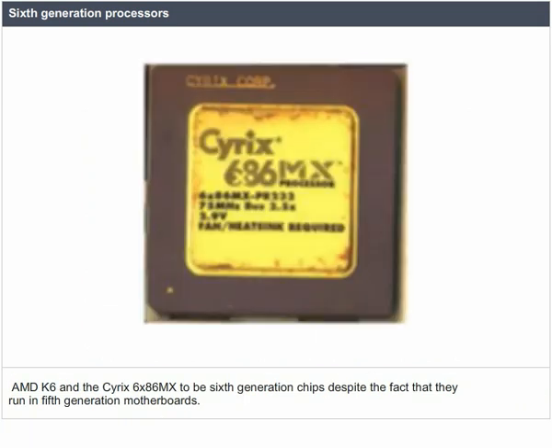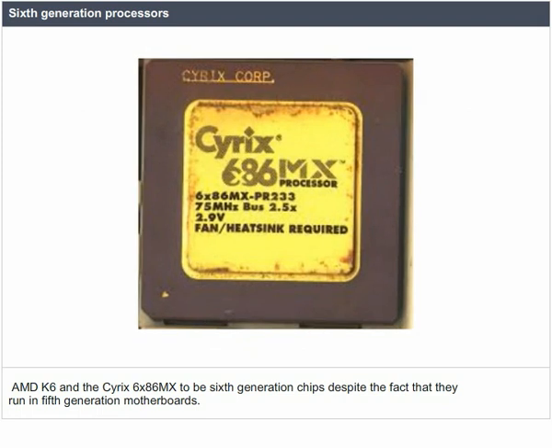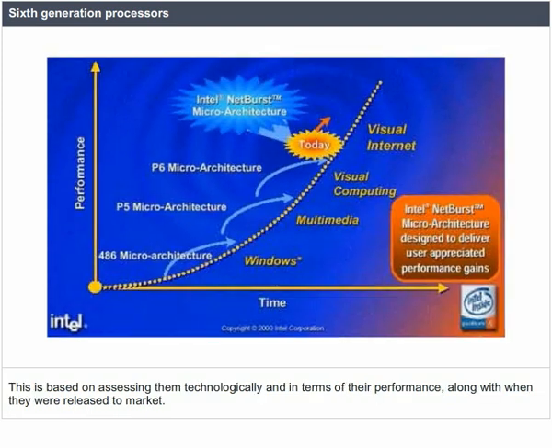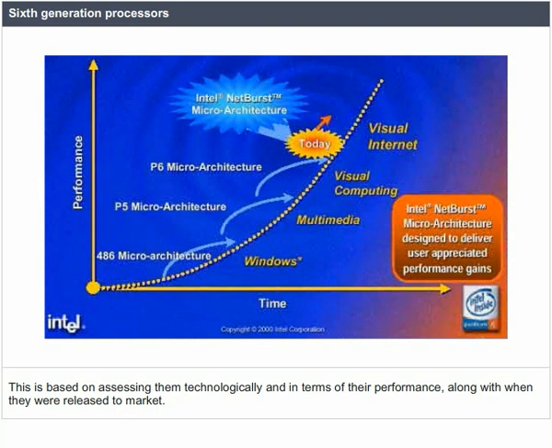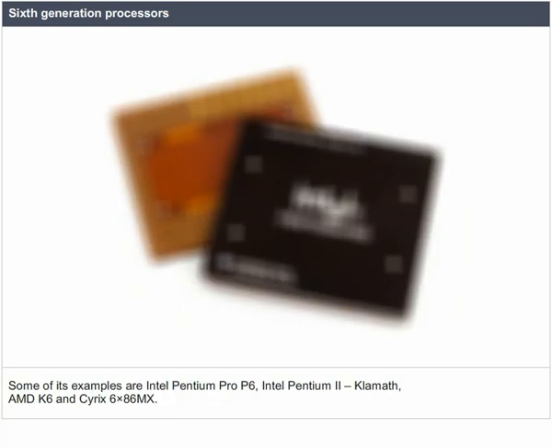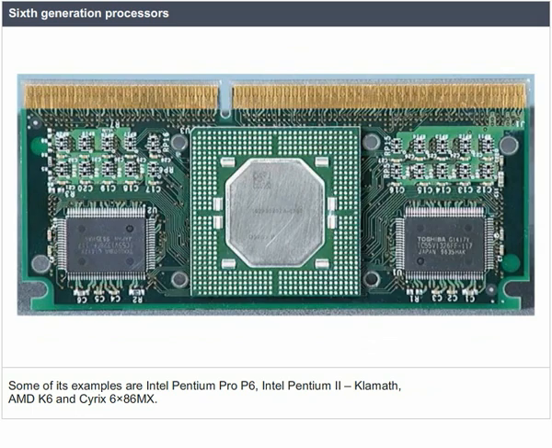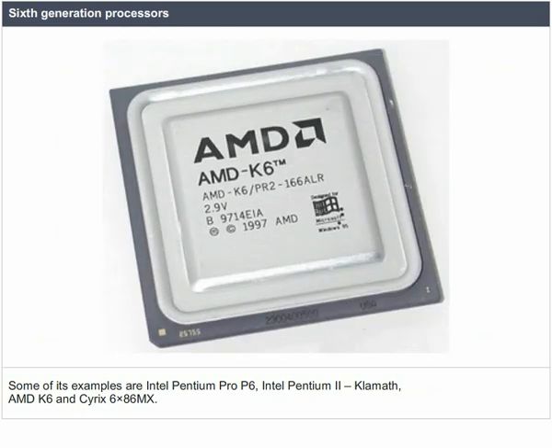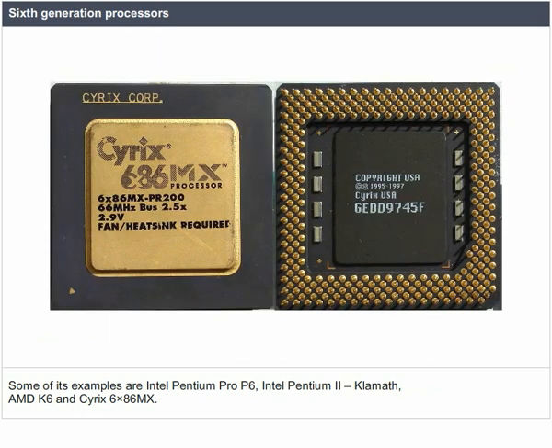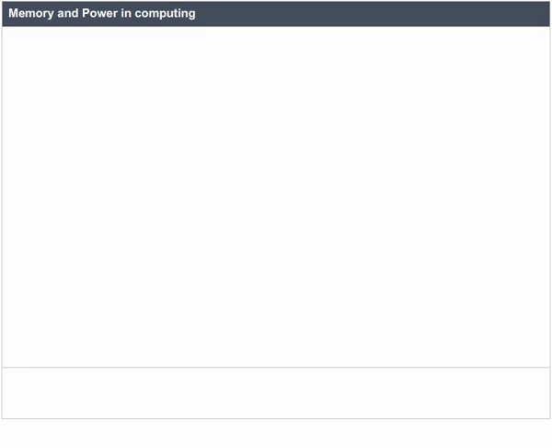AMD K6 and Cyrix 6x86MX are considered to be sixth generation chips despite the fact that they run in fifth generation motherboards. This is based on assessing them technologically and in terms of performance, along with when they were released to the market. Some examples are Intel Pentium Pro P6, Intel Pentium 2 Klamath, AMD K6 and Cyrix 6x86MX.